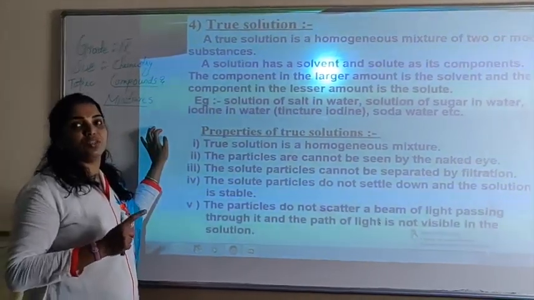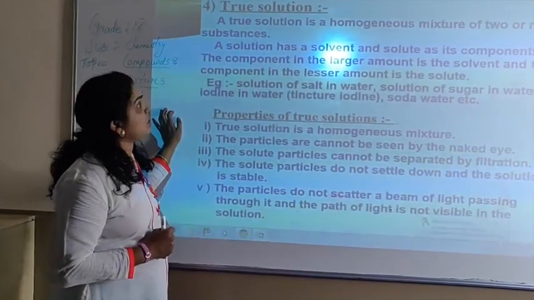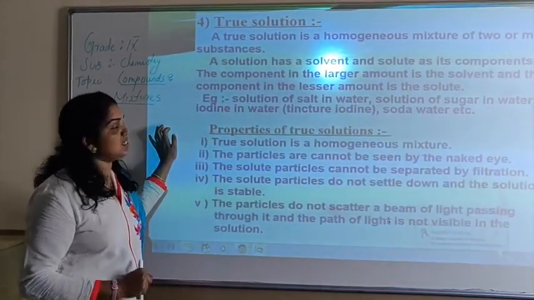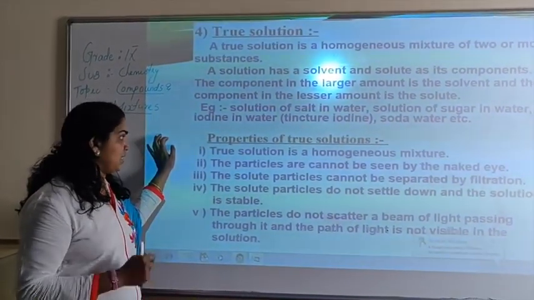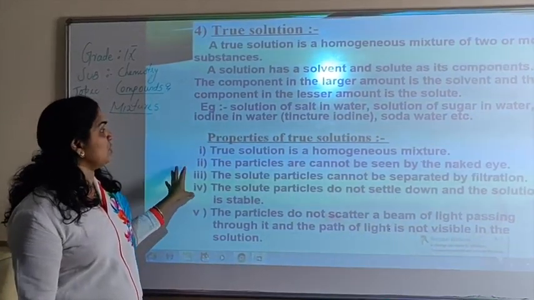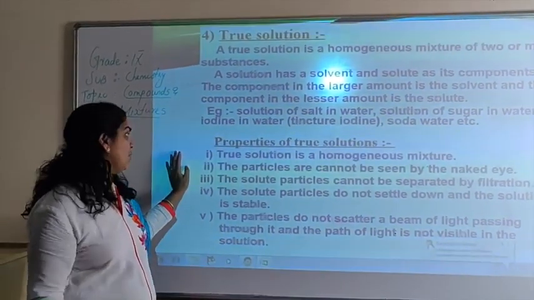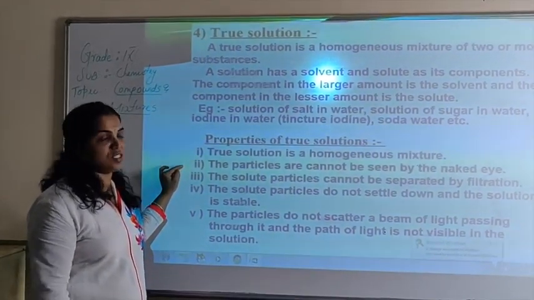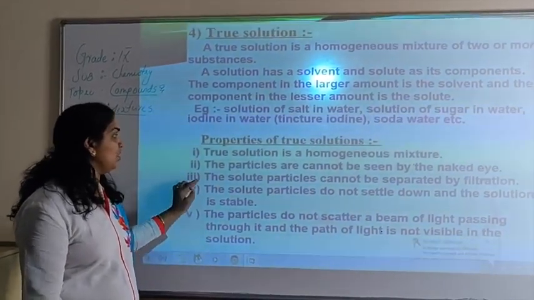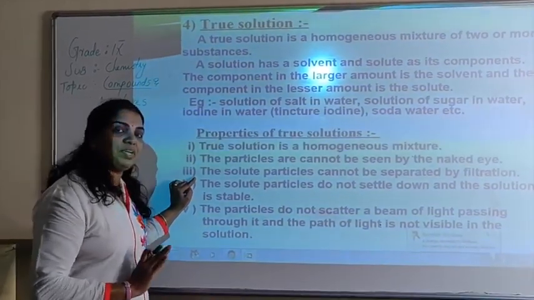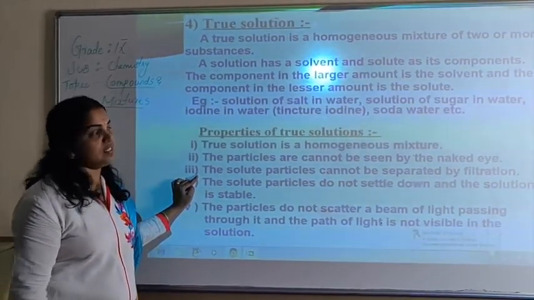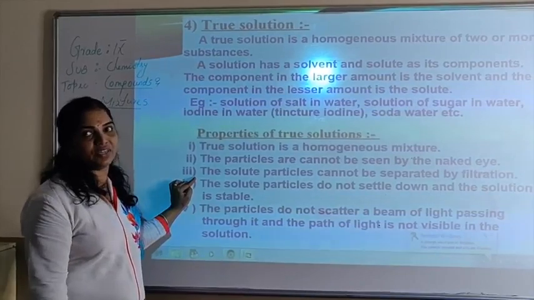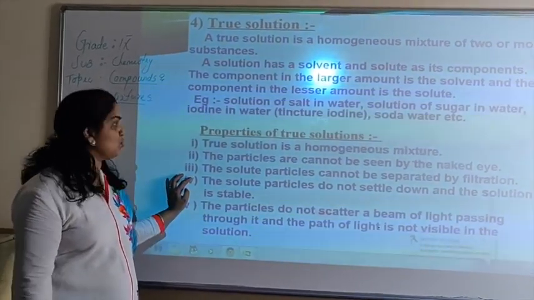So remember, true solutions are homogeneous mixtures of 2 or more substances. Let us discuss the properties of the true solution. A true solution is a homogeneous mixture. Number 1: they cannot be seen by the naked eye. We cannot see the components of the true solution. Solute particles cannot be separated by filtration. As they are not visible to the naked eye, we cannot separate the components of the true solution.